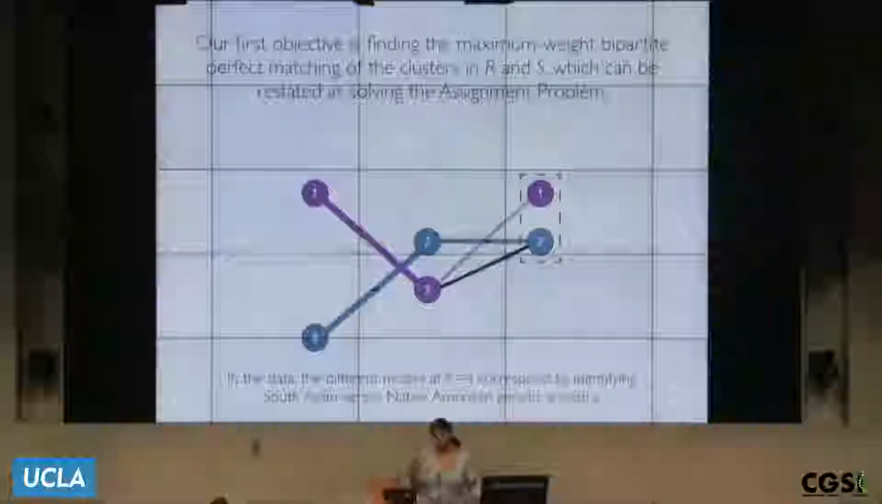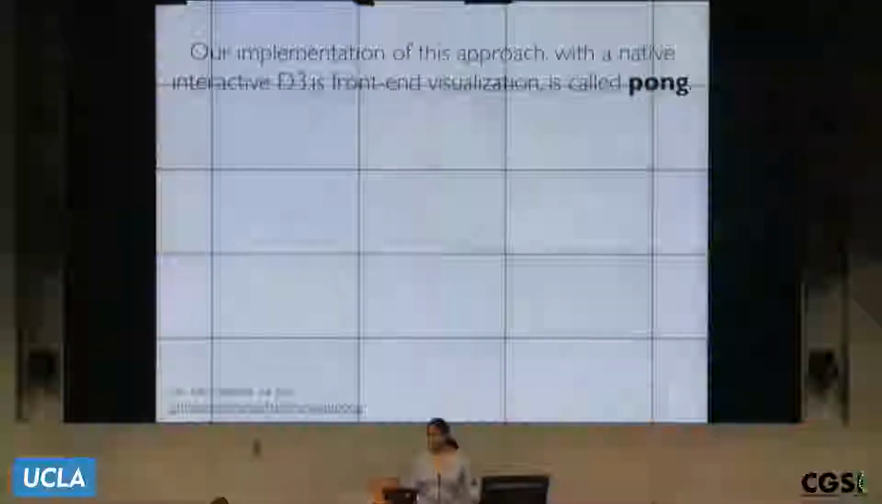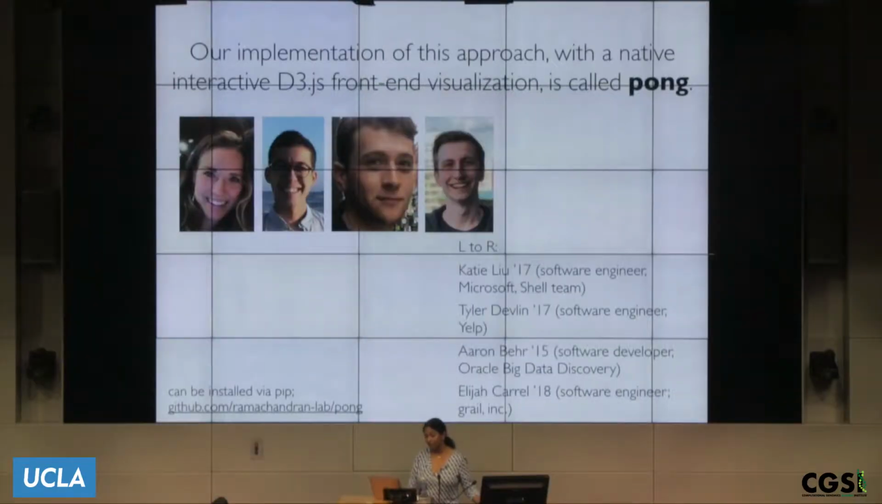So doing this bipartite perfect matching actually lets you identify these modes quite easily, without thresholds that you might need in the full permutation-based approaches. The reason I'm making this shameless plug for our implementation of this approach, which is called Pong, is because it was a really fun project, and it was led completely by undergraduates at Brown, who are wonderful, and who are now all software engineers who make more than their professors ever will, but that's good.